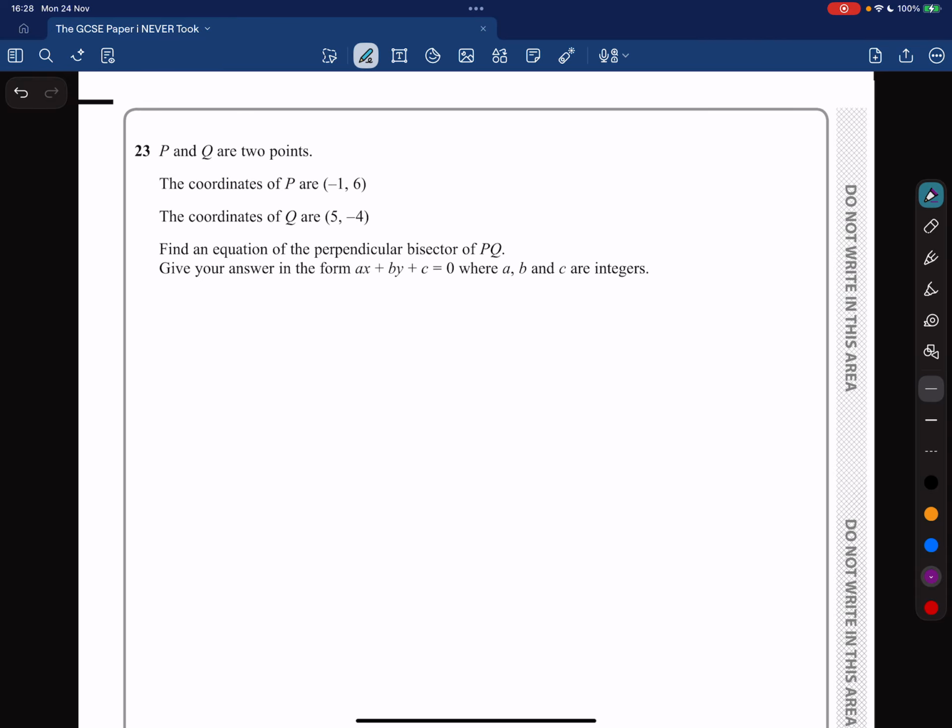The perpendicular bisector of PQ. Oh, okay. So the perpendicular bisector, I think that means if you've got a line, we go halfway on the line, and it's perpendicular. So what I'm going to do is first of all find the line P to Q.